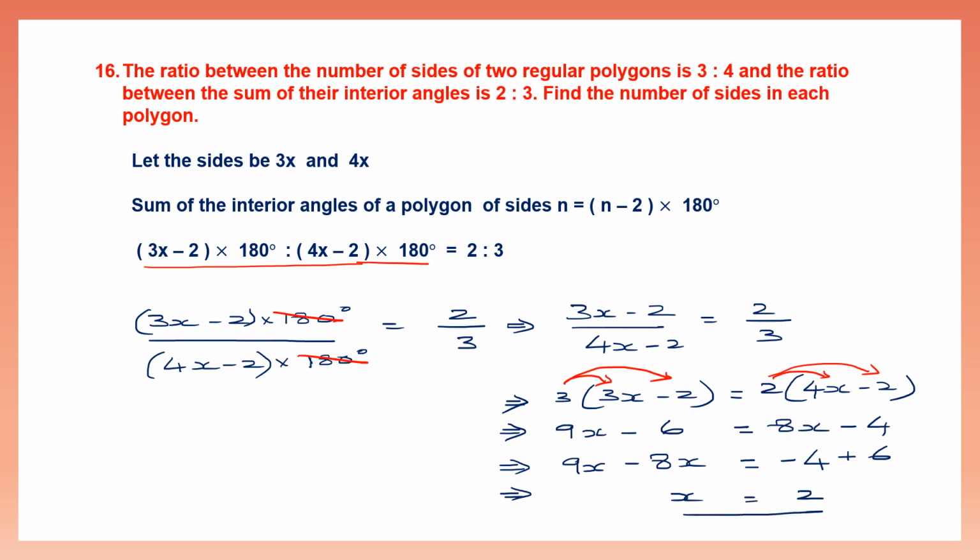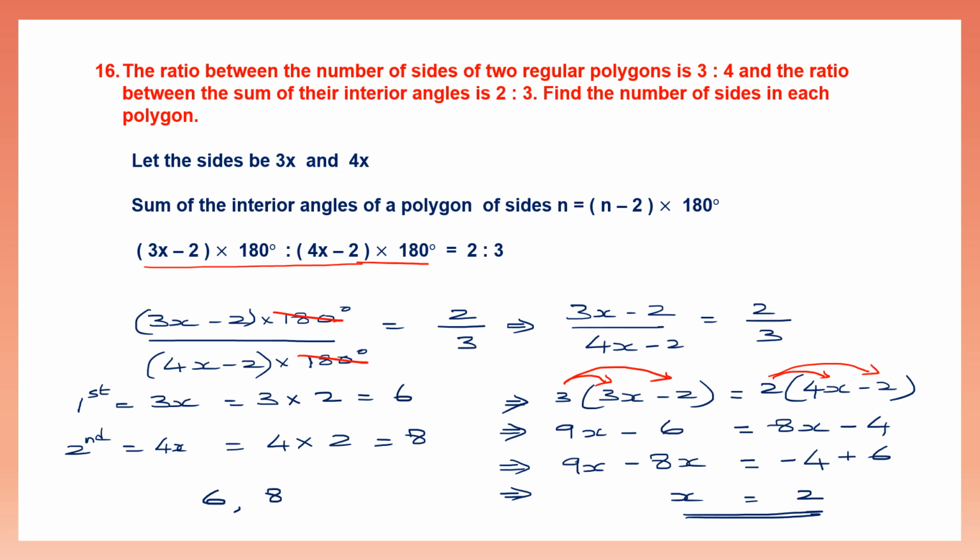So now that we have found the value of x, we can find the sides, because the sides we said are 3x and 4x. The first polygon, the side is 3x, which is 3 into x. 3 into, we found x to be 2, which is 6. Now the second polygon, we said let it be 4x. So that is 4 into x, which is 4 into 2, which is 8. So what are the number of sides in each polygon? One polygon has 6 sides and the other polygon has 8 sides. So this is our answer.